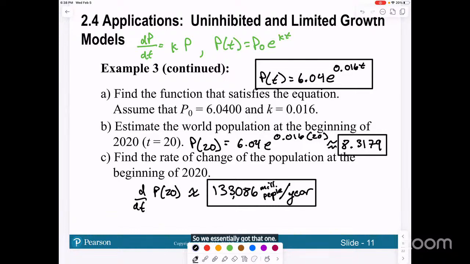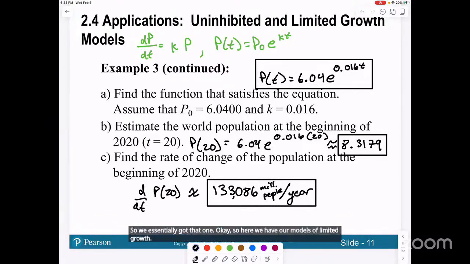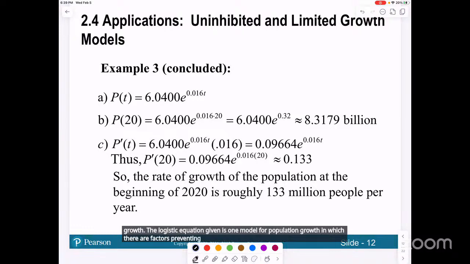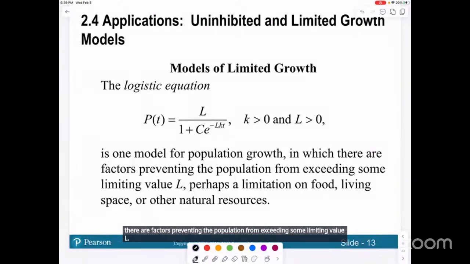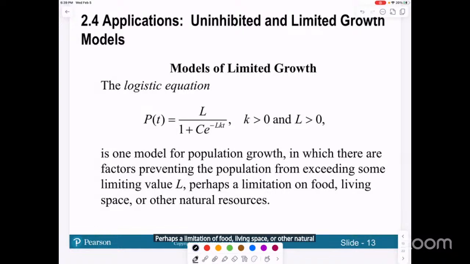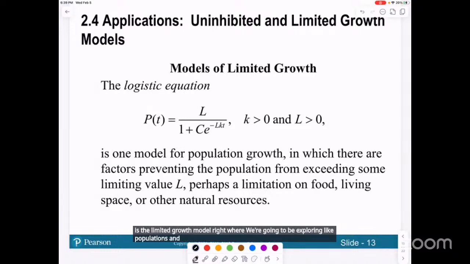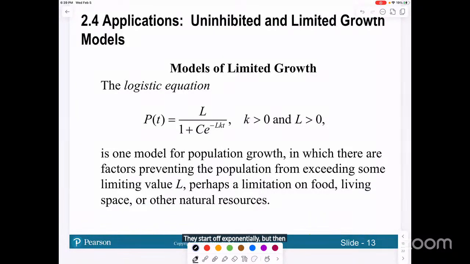Okay, so here we have our models of limited growth. The logistic equation given is one model for population growth in which there are factors preventing the population from exceeding some limiting value L, perhaps a limitation of food, living space, or other natural resource. So this is the limited growth model, where we're going to be exploring populations, and initially they're going to grow exponentially, but then based on some limiting factor, they kind of taper off. The shape of it tends to make an S shape, right? Okay.